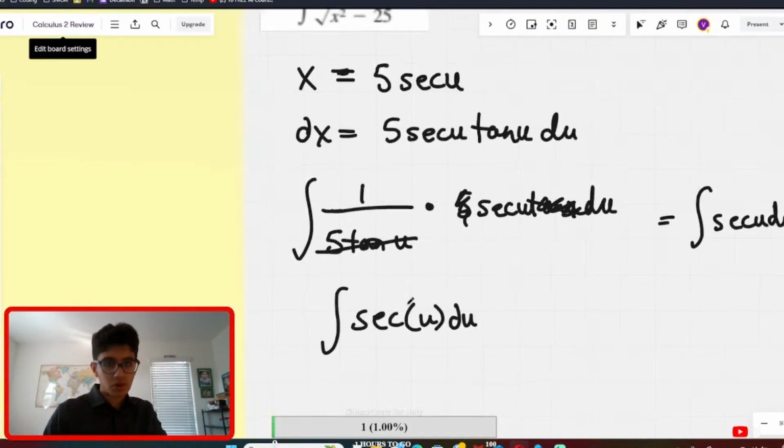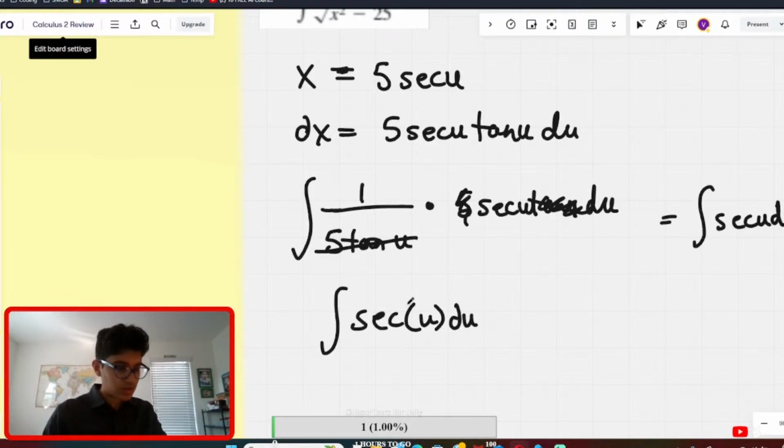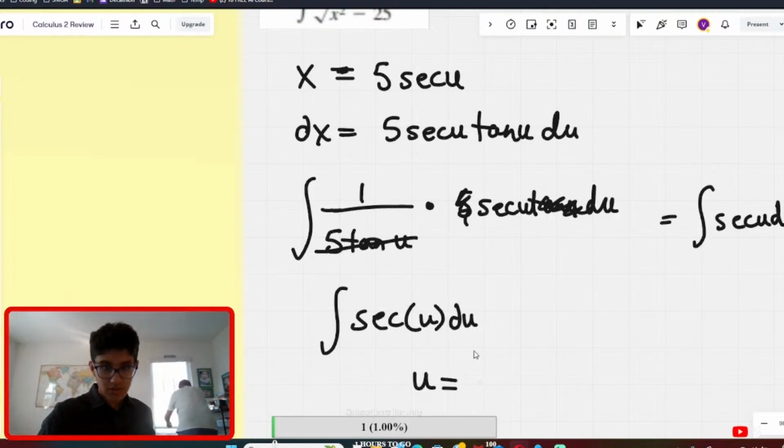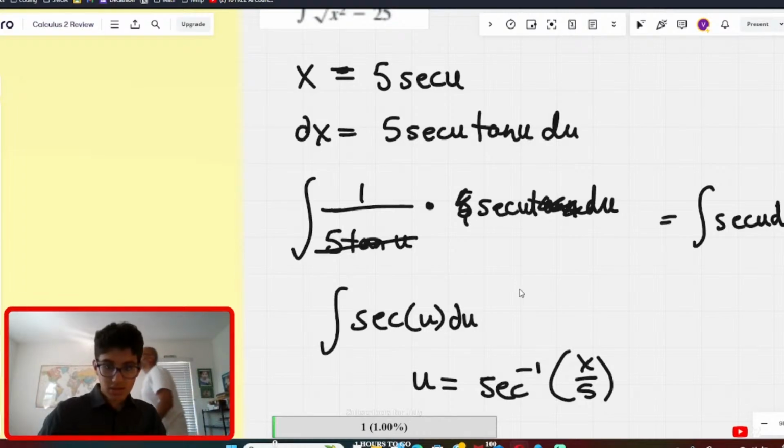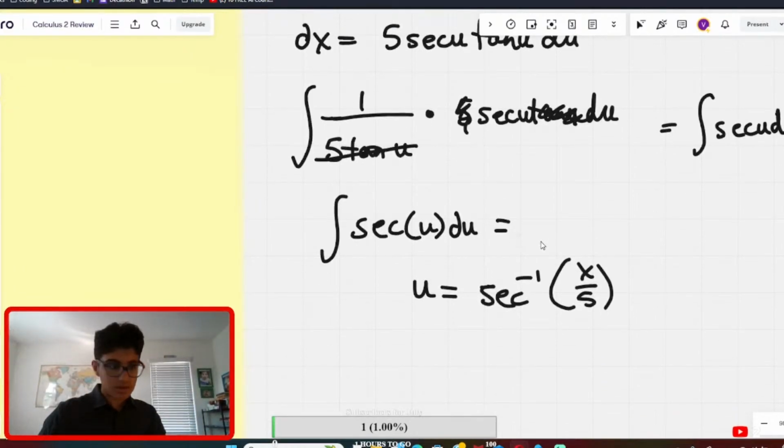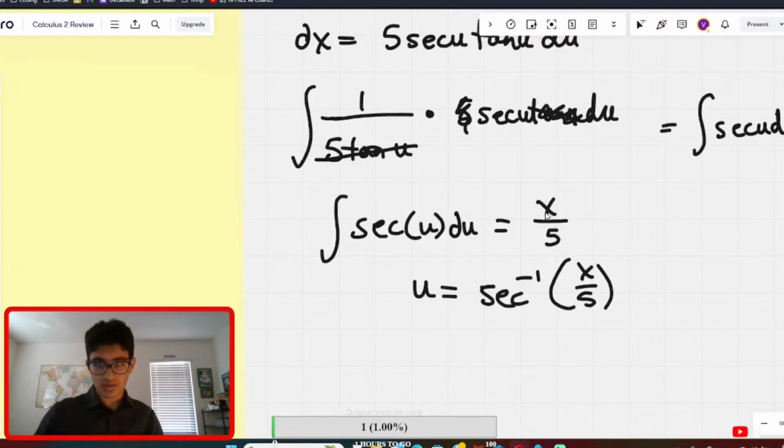Okay, we can put in what u actually is, right? That might be easy. u is equal to basically x over 5. So u is equal to x over 5, and then you take the arc secant of that. So it's secant inverse of x over 5. Which means that it just becomes secant of secant inverse, so it just becomes x over 5.